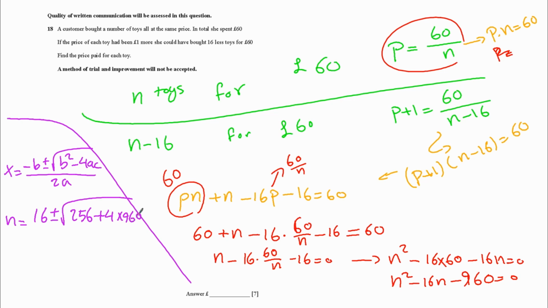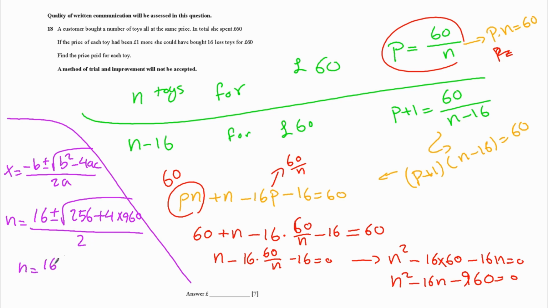So on my calculator I do 960 times 4 plus 256 and square root that. The answer is 64, which is good news, because we have a whole number. So 16 plus minus 64 divided by 2.